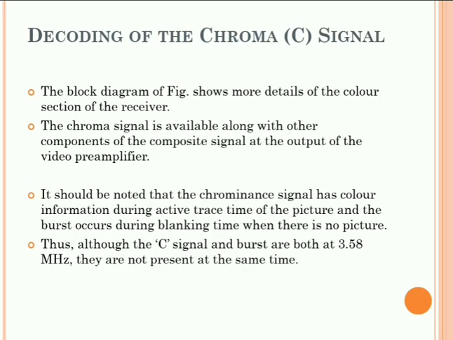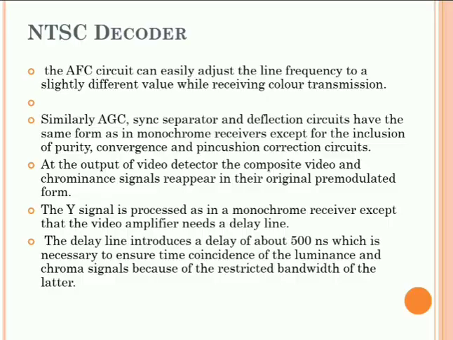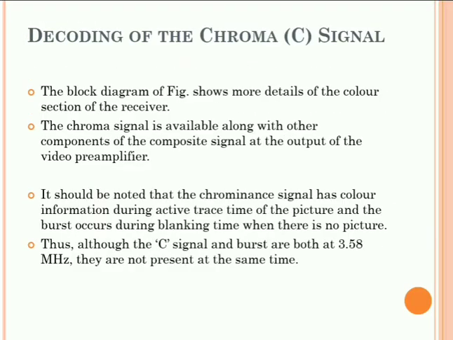Decoding of the chroma signal. How is that chroma signal decoded? We have seen before the chrominance composite video signal at the output of the transmitter. That signal, which we can call the C signal or chroma signal, how is it decoded? Let us see. The block diagram figure shows more details of the color section of the receiver. As we have seen before, the chroma signal is available along with the other components of the composite signal at the output of the video preamplifier.